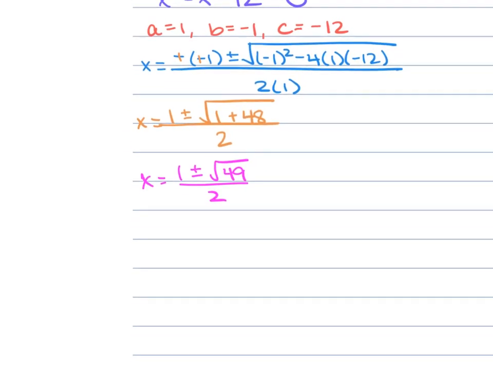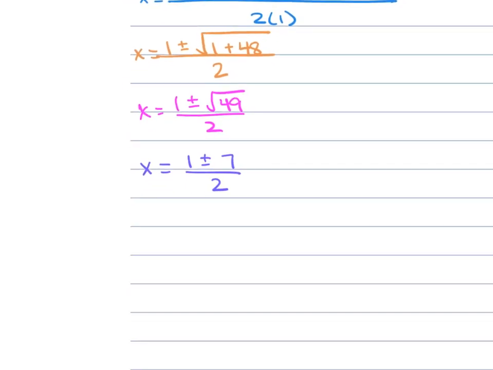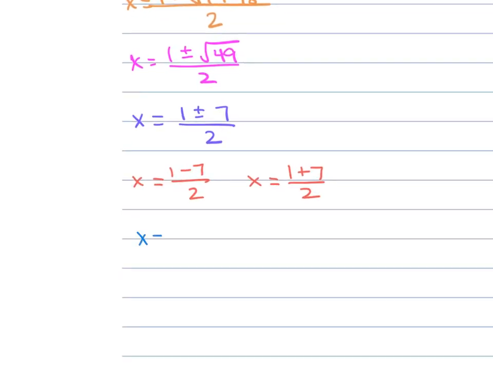This simplifies to be 7 underneath that radical, so x is equal to 1 plus or minus 7 over 2. So this is 1 minus 7 over 2 and 1 plus 7 over 2. So 1 minus 7 gives us a negative 6 over 2. 1 plus 7 gives us an 8 over 2. So x is equal to negative 3 and x is equal to 4.